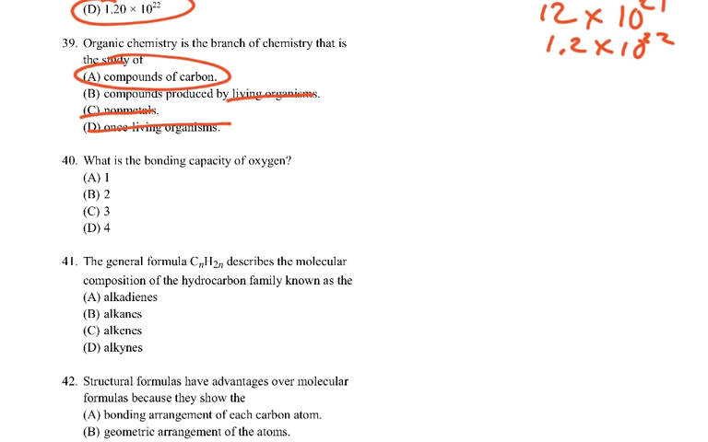What's the bonding capacity of oxygen? You should just know that oxygen can make 2 bonds. We have the bonding capacity of chlorine, bromine, and iodine on the periodic table. Those are 1. Oxygen and sulfur, 2. Nitrogen's 3. Anyway, that's just from when we were building those models. Remember, the red atoms had 2 holes in it, so it can make 2 bonds.